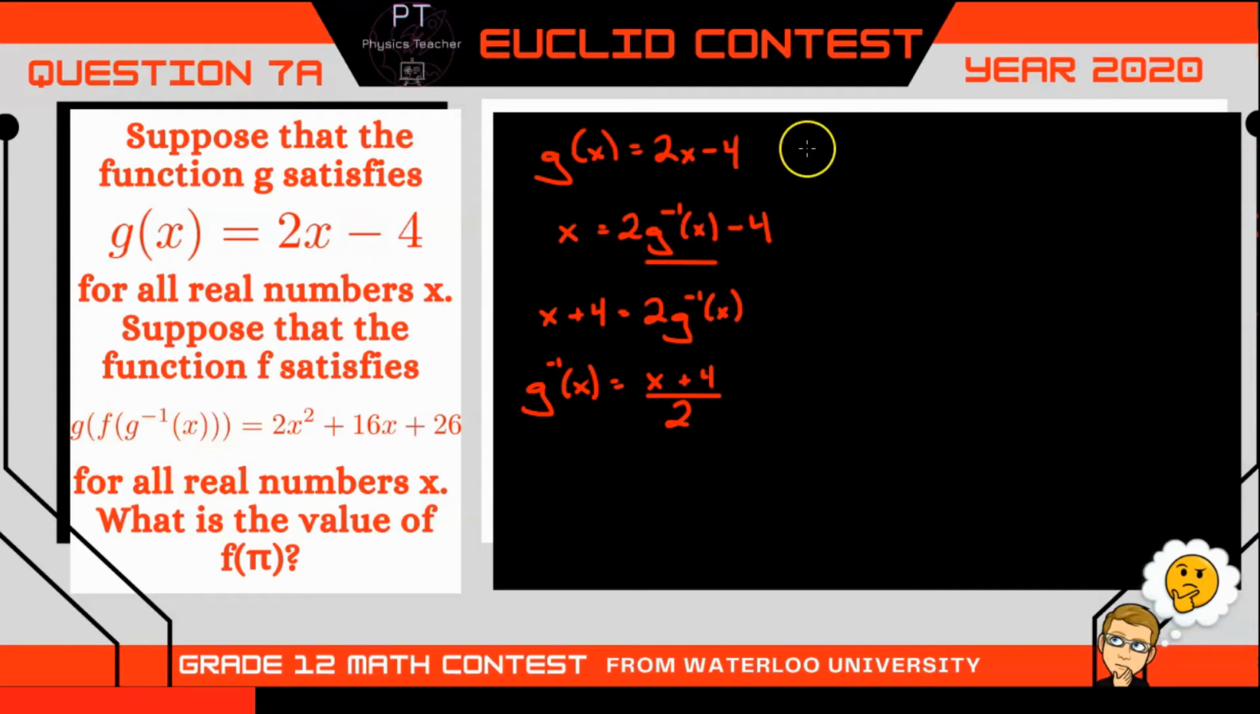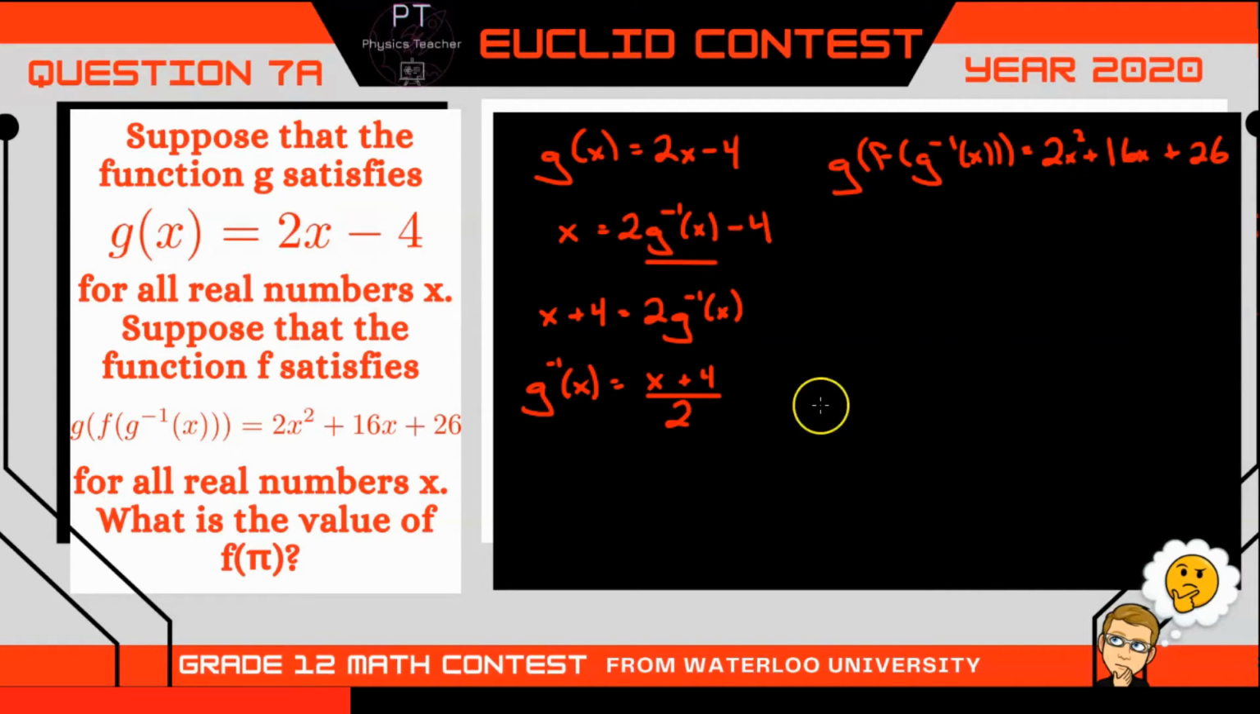Alright then, let's go over to this function here. So we have some function g of f of the inverse of x. Just a little bit complicated. And that's going to equal 2x squared plus 16x plus 26. Now it wants to know the value of f at pi. Now this isn't f at something, it's g at something.